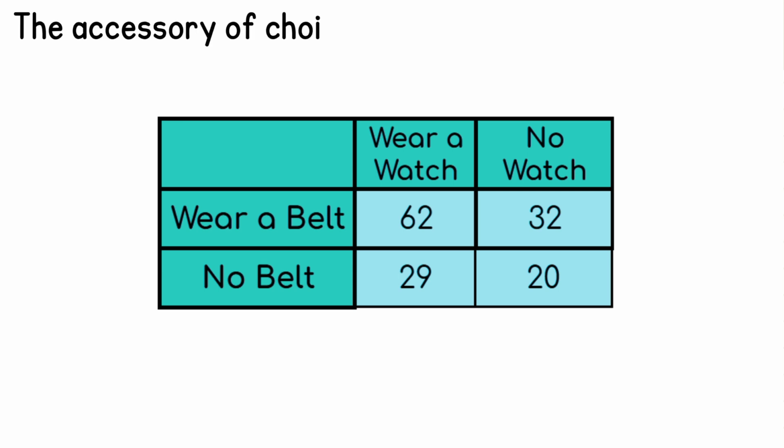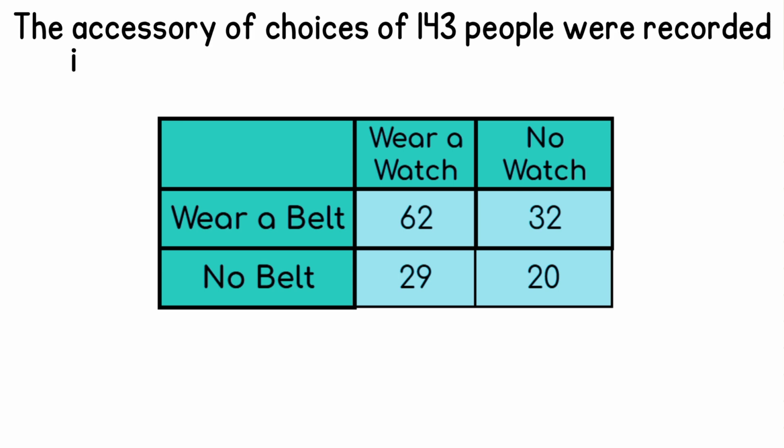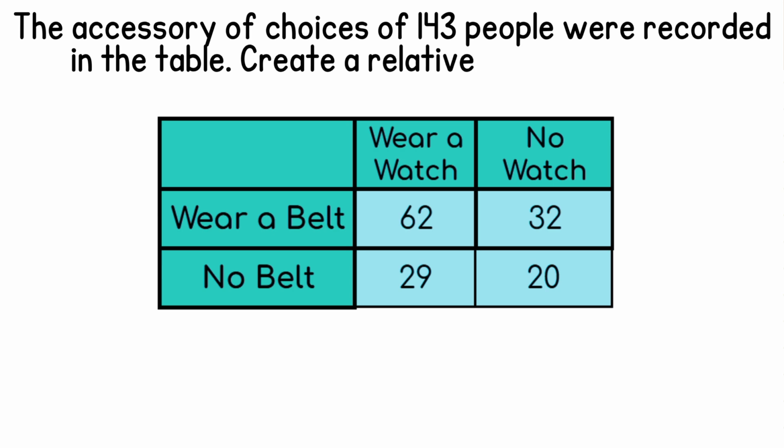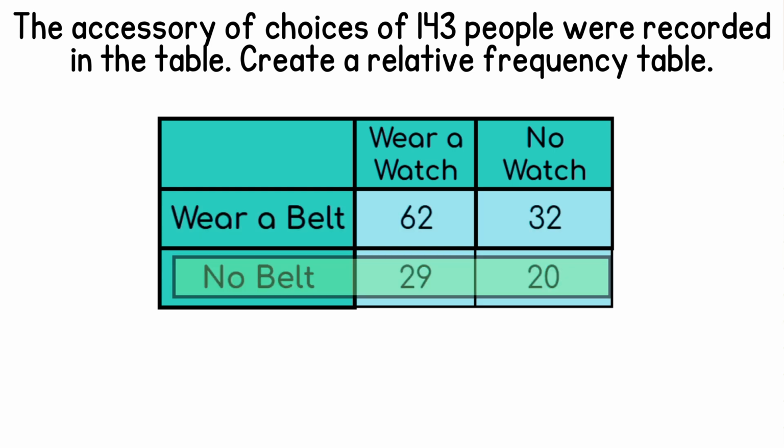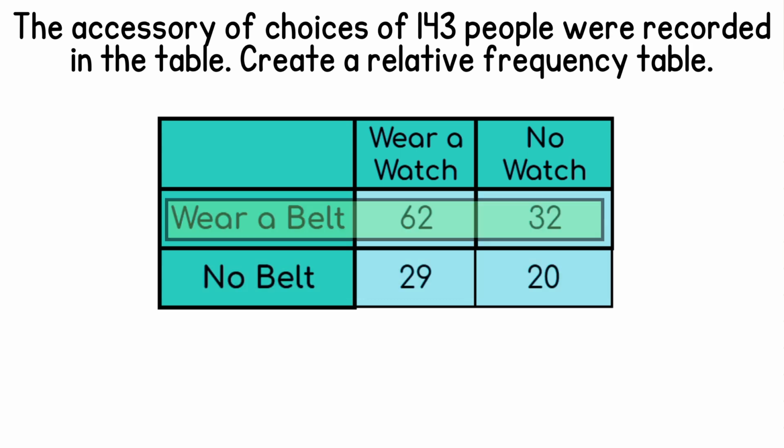The accessory choices of 143 people were recorded in the table. We'll create a relative frequency table from the two-way table. For this example, we'll look at the totals of each row. So we have wearing a bow, and then we have not wearing a bow. We'll start with the row of those wearing a bow. So we'll find our total. We'll add 62 plus 32, which gives us a total of 94.